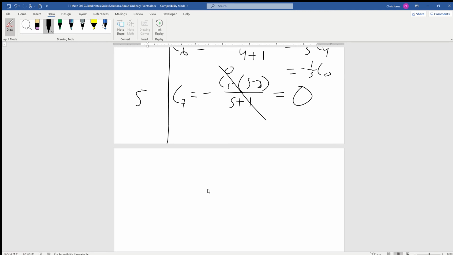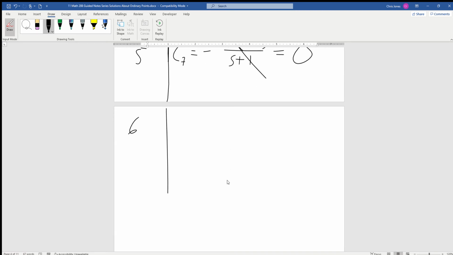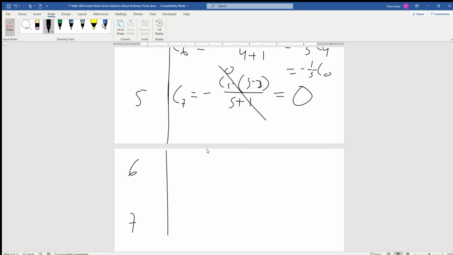Now let's just do a couple more of these. All right, and I'll show you how to write the answer after that. So let's just do 6 and 7. 6 is going to give us C8, which is the opposite of C6 times 6 minus 3 over 6 plus 1, which is going to be negative 3/7.